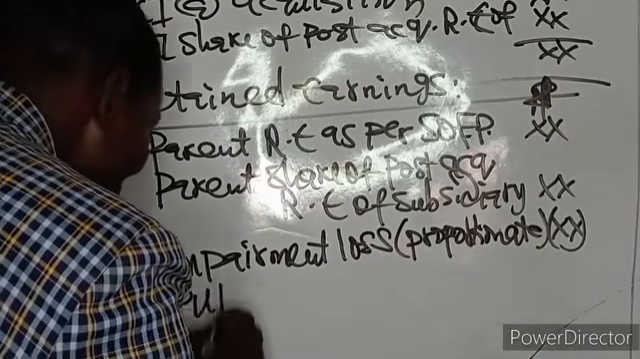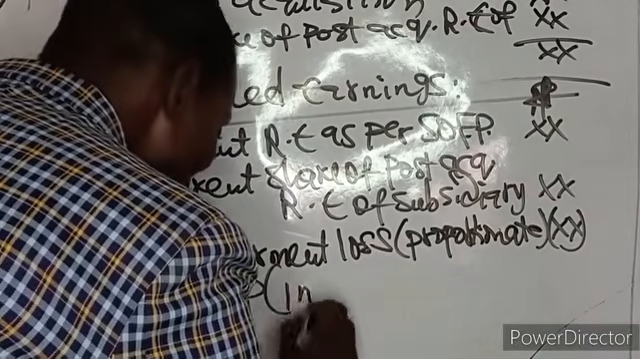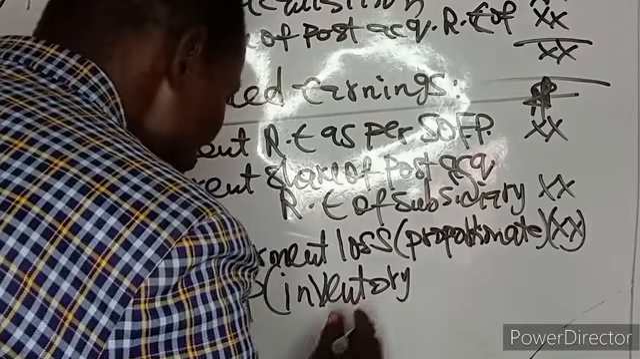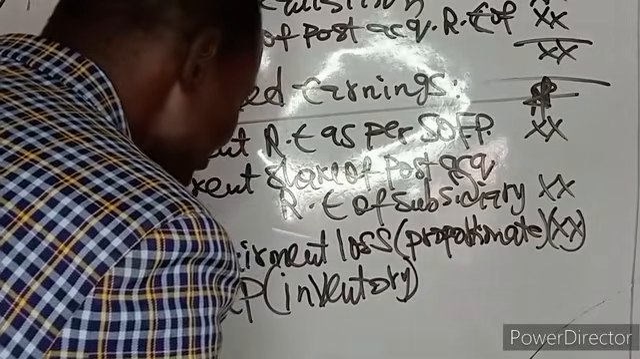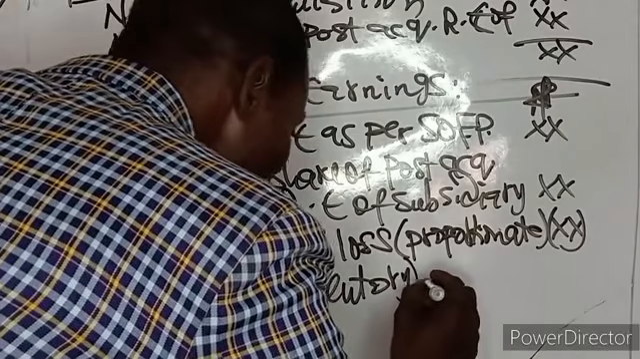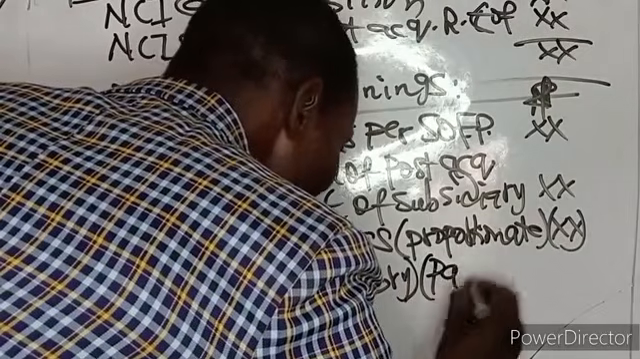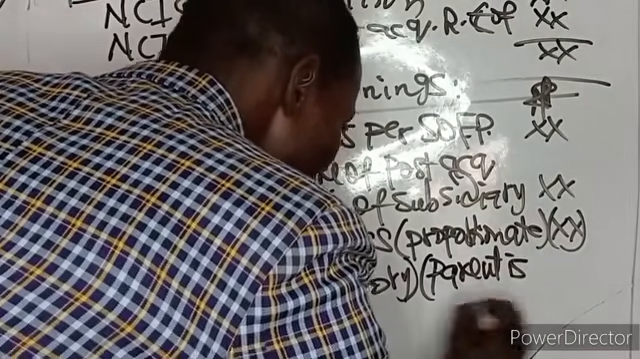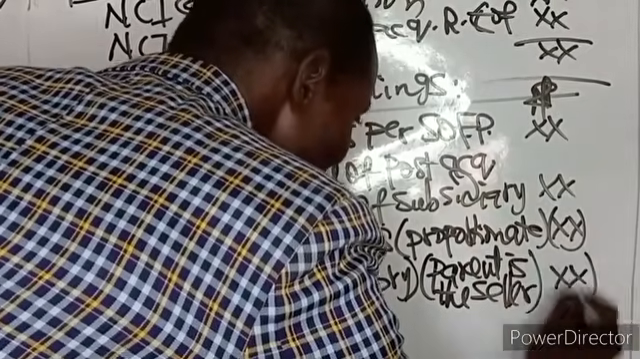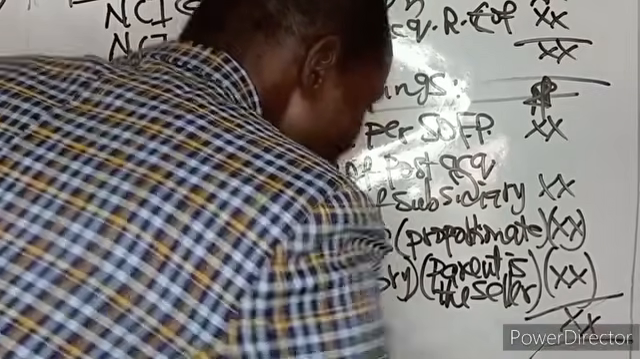Then provision for unrealized profit on inventory, where the parent is the seller. Remember I told you where the subsidiary is the seller, you adjust that in the subsidiary net asset. Then you arrive at the consolidated retained earnings. So these are the steps.